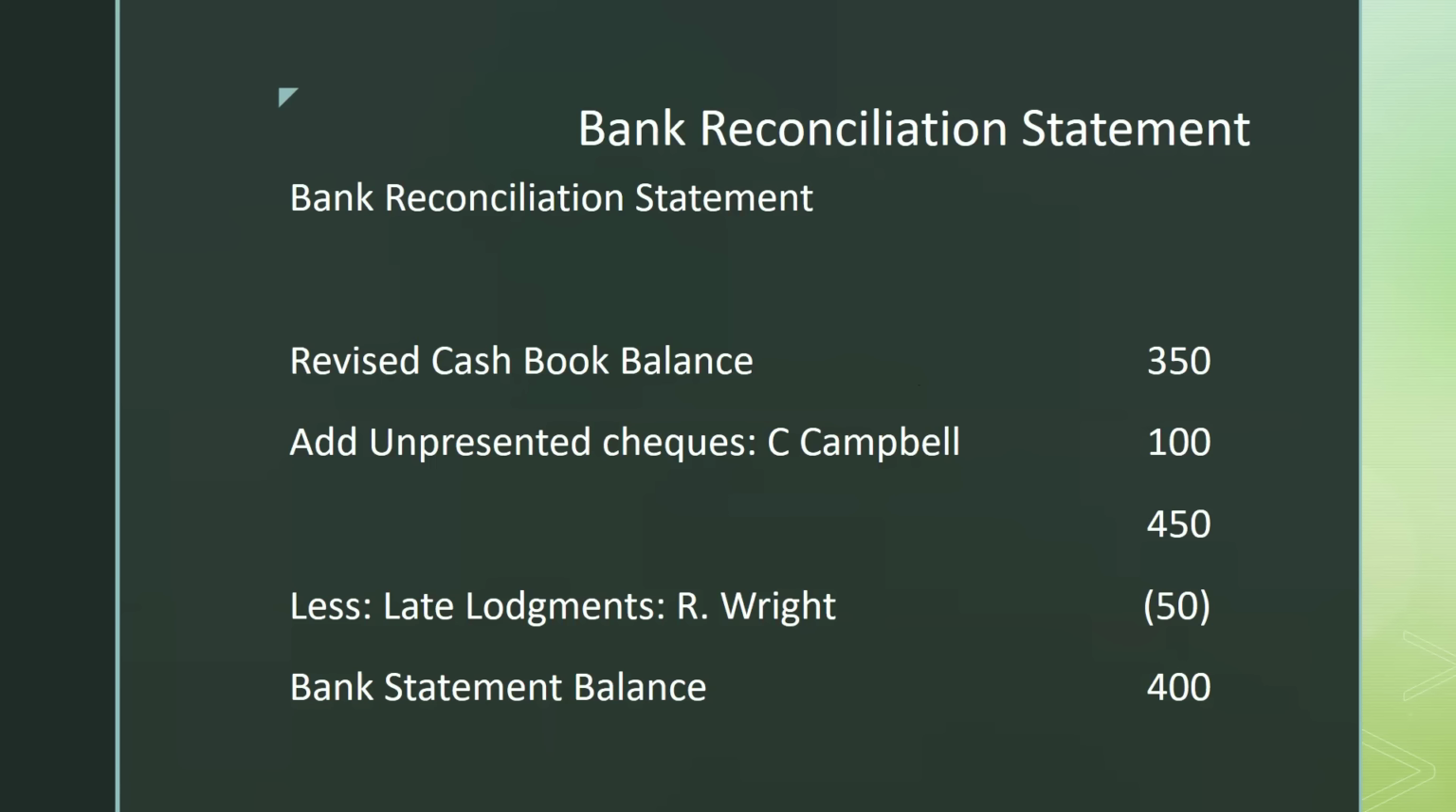Now a question could come where they give you the bank statement balance and tell you do the bank reconciliation statement to find the cash book balance. If they tell you that, you have to do the opposite. So you'll start off with your bank statement balance. Instead of minusing your lodgements, you'll add it. And instead of adding unpresented checks, you'll minus it. Just something to note, right?